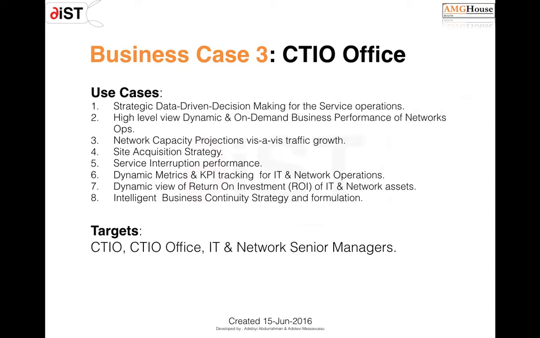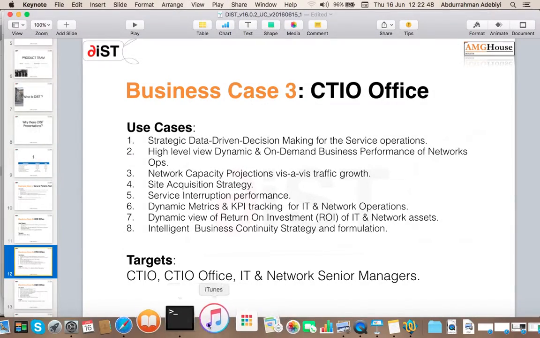It also helps with things like metrics and KPIs, which was also in the CEO dashboard. Dynamic review of return on investment of his network assets. A typical CTIO will have really convinced the business that they need to expand to meet business needs, and he definitely wants to see return on some of his assets and how to strategically place them. Also, things like business continuity, just to make sure the service availability and business is always up and running. So for this, we will just go straight up to Dist.